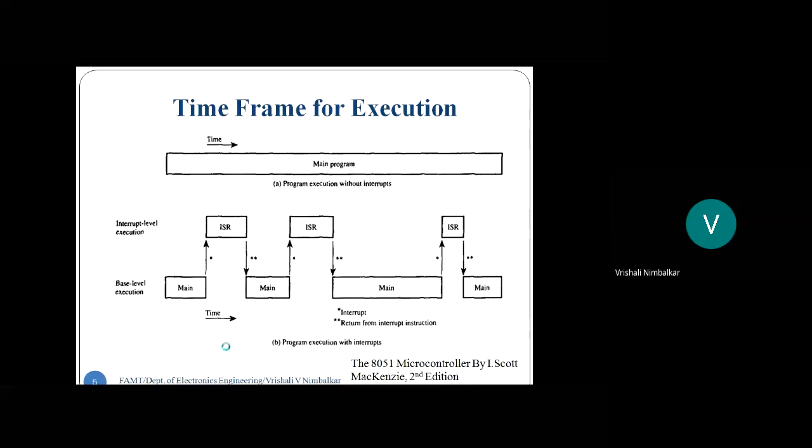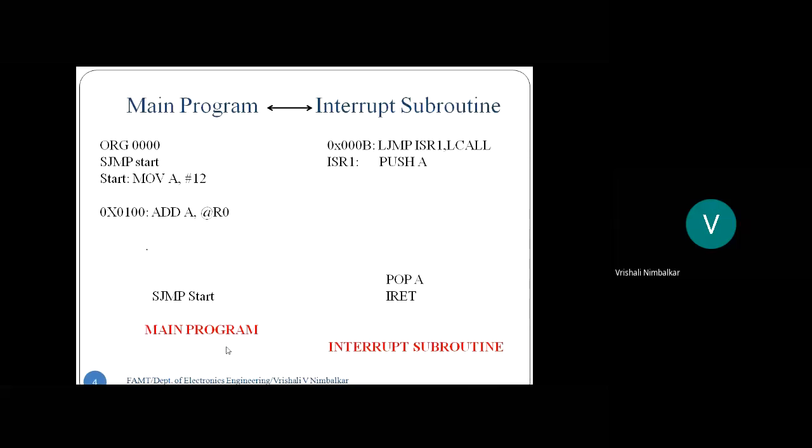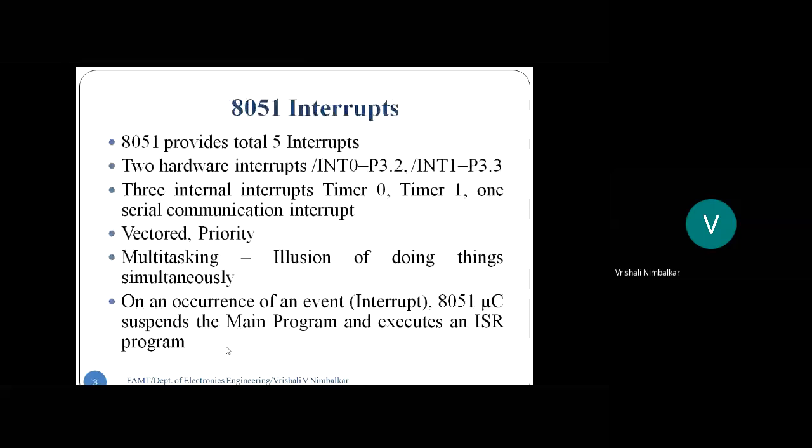So yesterday we started with interrupts, 8051 interrupts, right? In total there are 5 interrupts: 2 hardware, int0 bar and int1 bar, active low, and 3 internally generated interrupts, timer 0 interrupt, timer 1 interrupt, and serial communication interrupt, right? All the interrupts are vectored and they have a priority. The purpose of having interrupts is so that the microcontroller can perform multitasking.